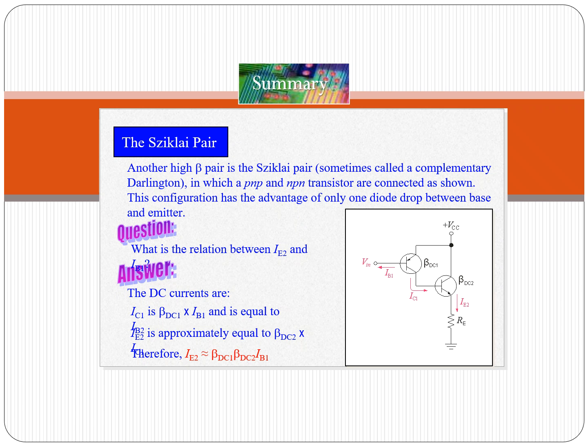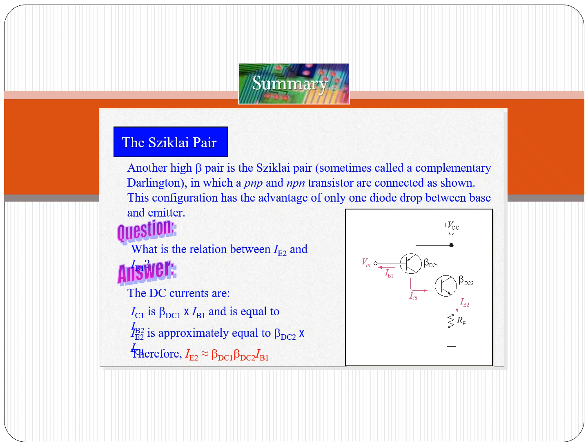Okay, so now we're going to talk about the Sziklai pair. Think of it like "chicle," but with a Z, Sziklai. This is a smarter beta boost type. It's normally called the complementary feedback pair, complementary Darlington. I don't know anyone who calls it Sziklai, but it's named after the person who invented or designed it.